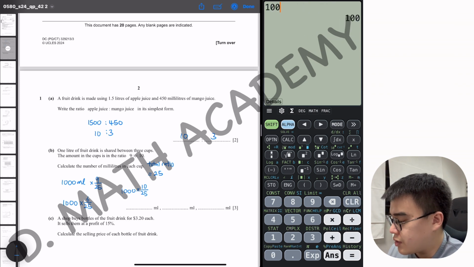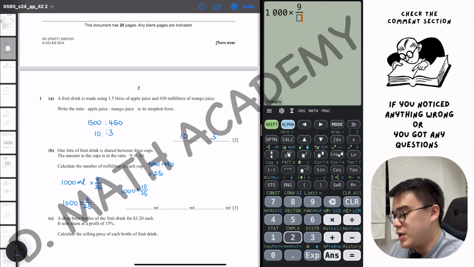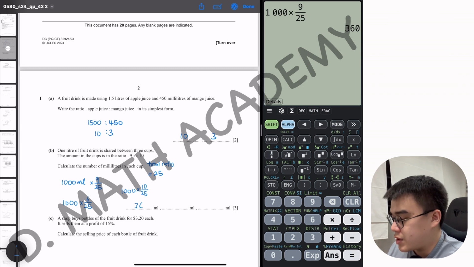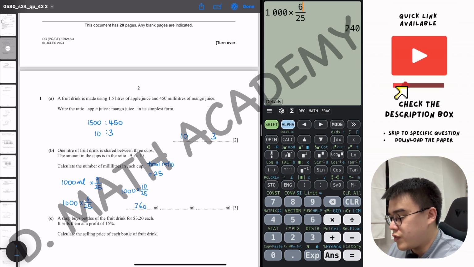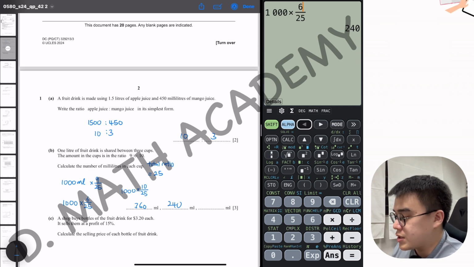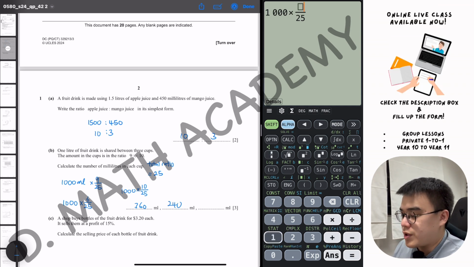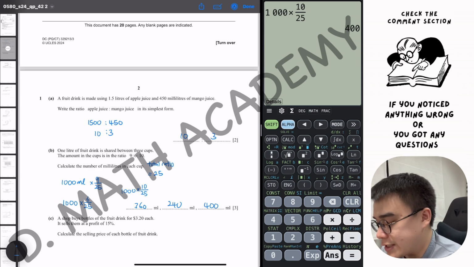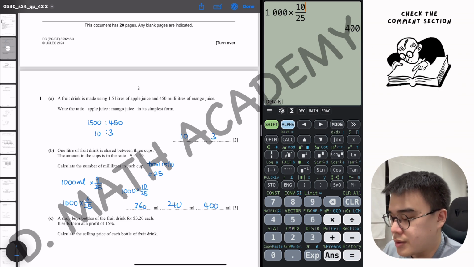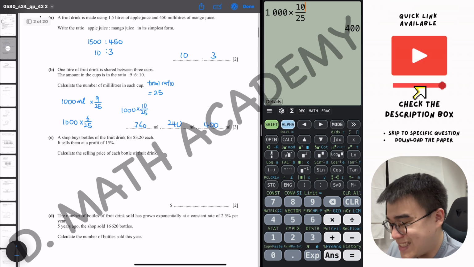1000 times 9 over 25 is 360 for the first one. Then the next one is just 6. It's 240. And then the last one is a 10. So when you make all these necessary changes, you'll be able to get your answer as shown here. Moving on to question C.